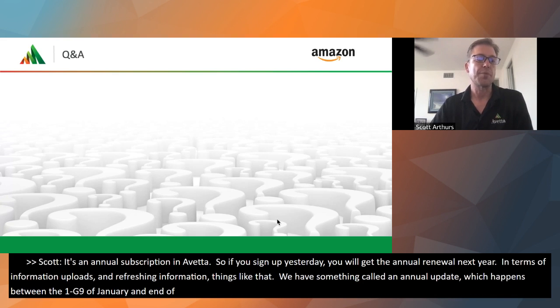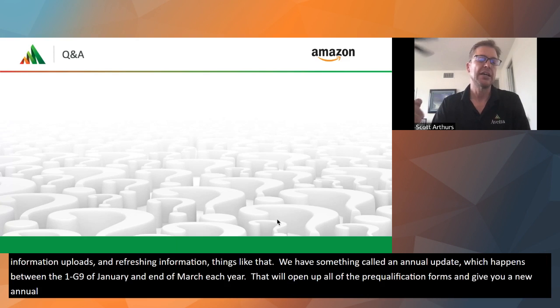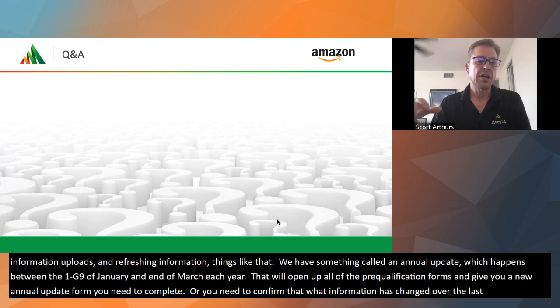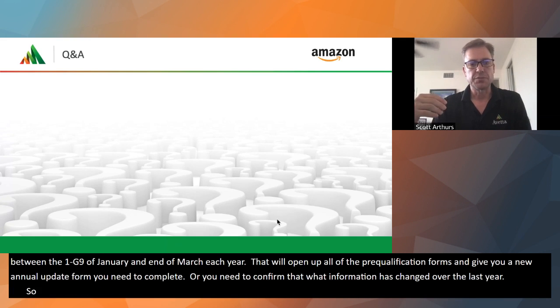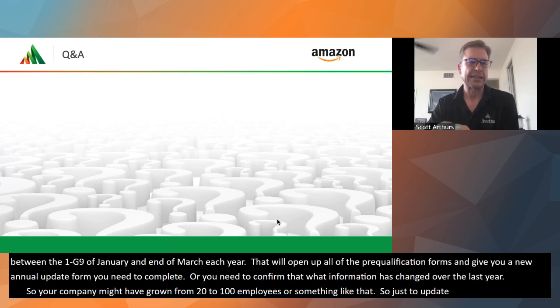So that will open up all of the pre-qualification forms and also give you a new annual update form that you need to complete. Really, you just need to confirm what information has changed over the last year. So your company might have grown from 20 to 100 employees or something like that. So you'll just need to update that information. Those sorts of things happen once a year.